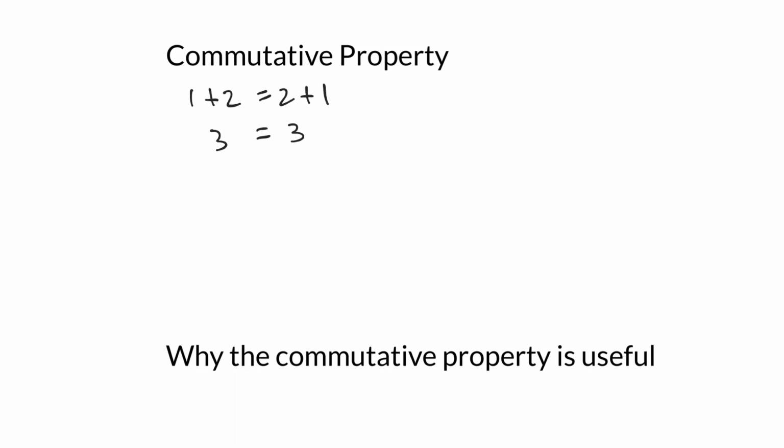Now, this works for multiplication. 6 times 7 is the same thing as 7 times 6. It's all 42. Now, why would this be useful?